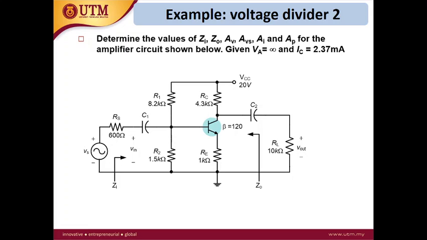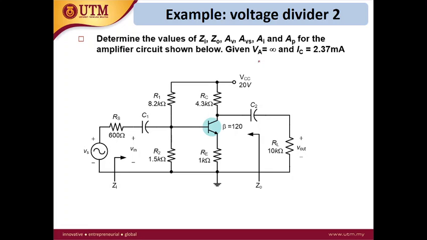So in this example, we will discuss this circuit. The circuit is actually quite similar to the previous example, but the difference is the circuit does not have a bypass capacitor across the RE. So this is unbypassed emitter RE. Same as the previous example, we will do the analysis on the input impedance, output impedance, voltage gain, current gain, and power gain.